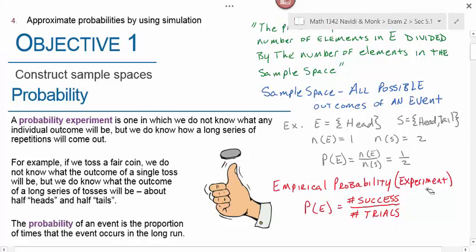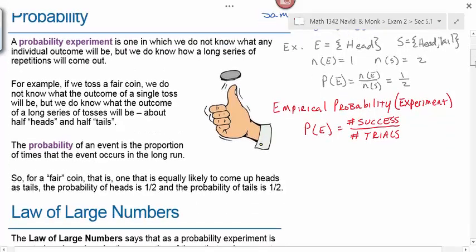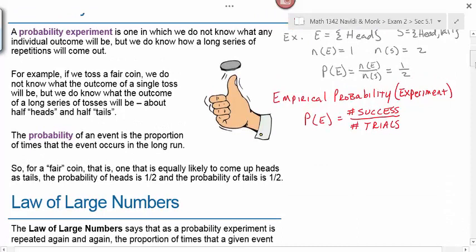So starting with objective 1, we're asked to construct sample spaces. Now you have a basic idea of what a sample space is because we've already discussed that. A probability experiment is one in which we do not know what any individual outcome will be. We do know how a long series of repetitions will come out. For example, if we toss a fair coin, we don't know whether it's going to land on a head or a tail. But if I toss that coin 10,000 times, I know I should get heads half the time, tails half the time.